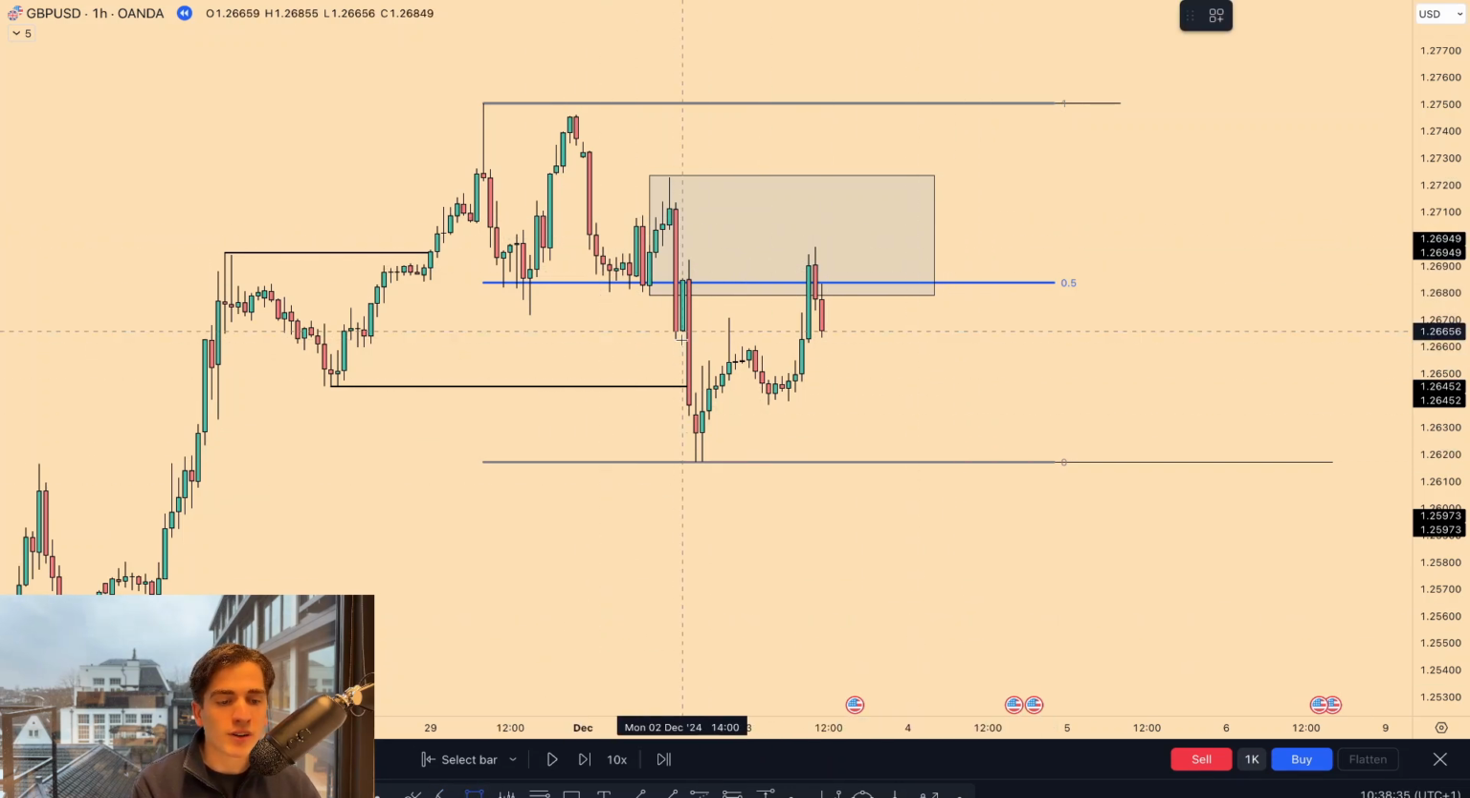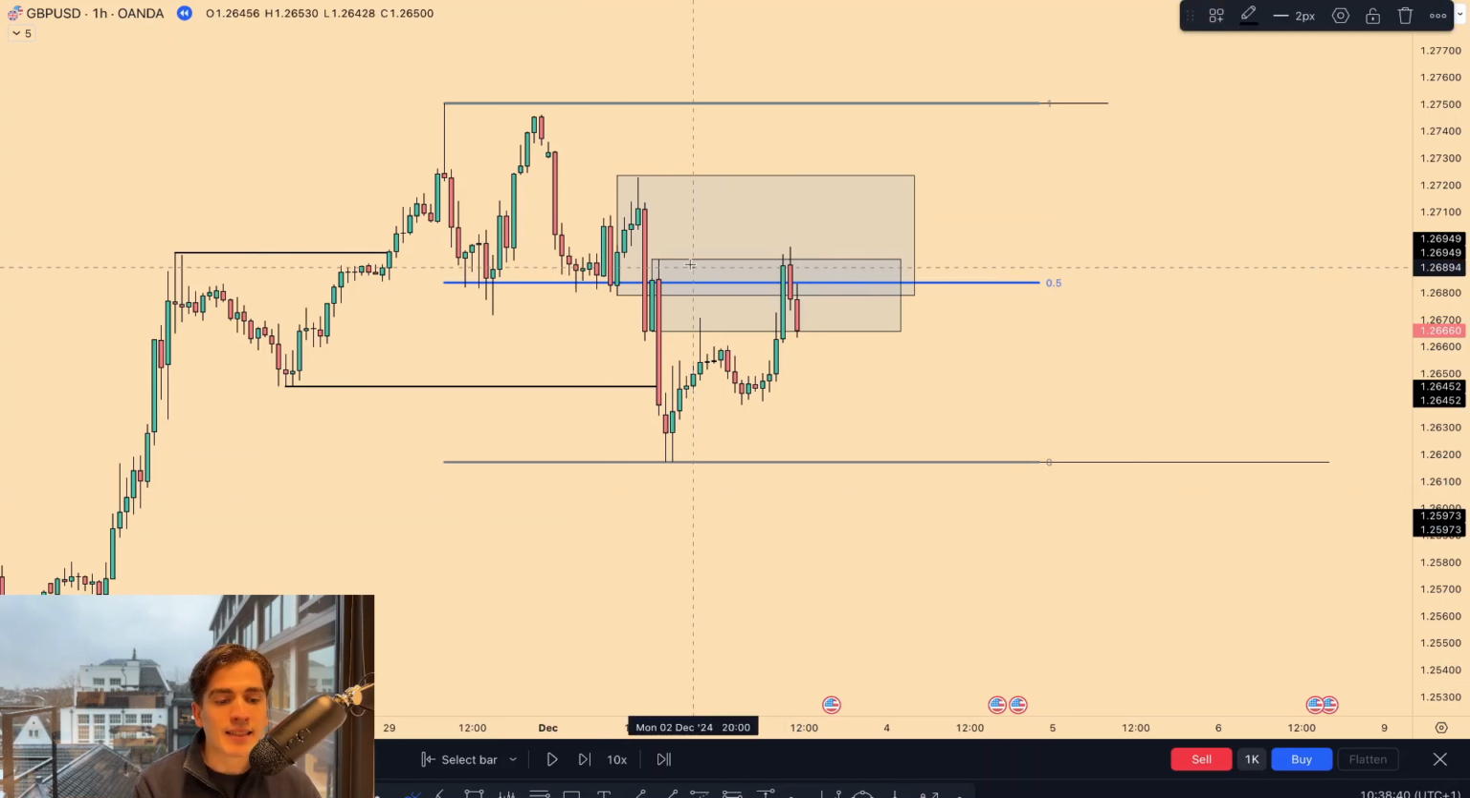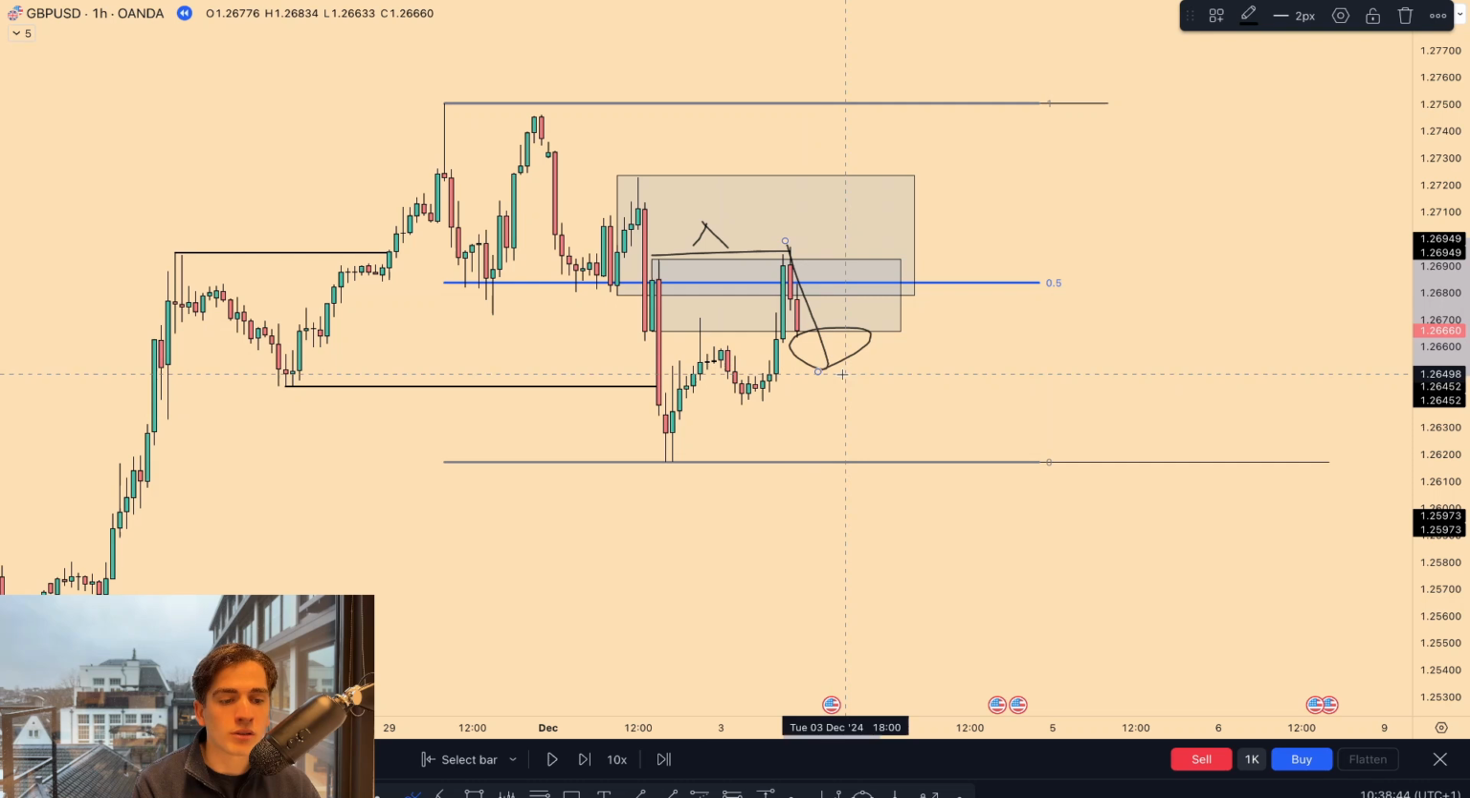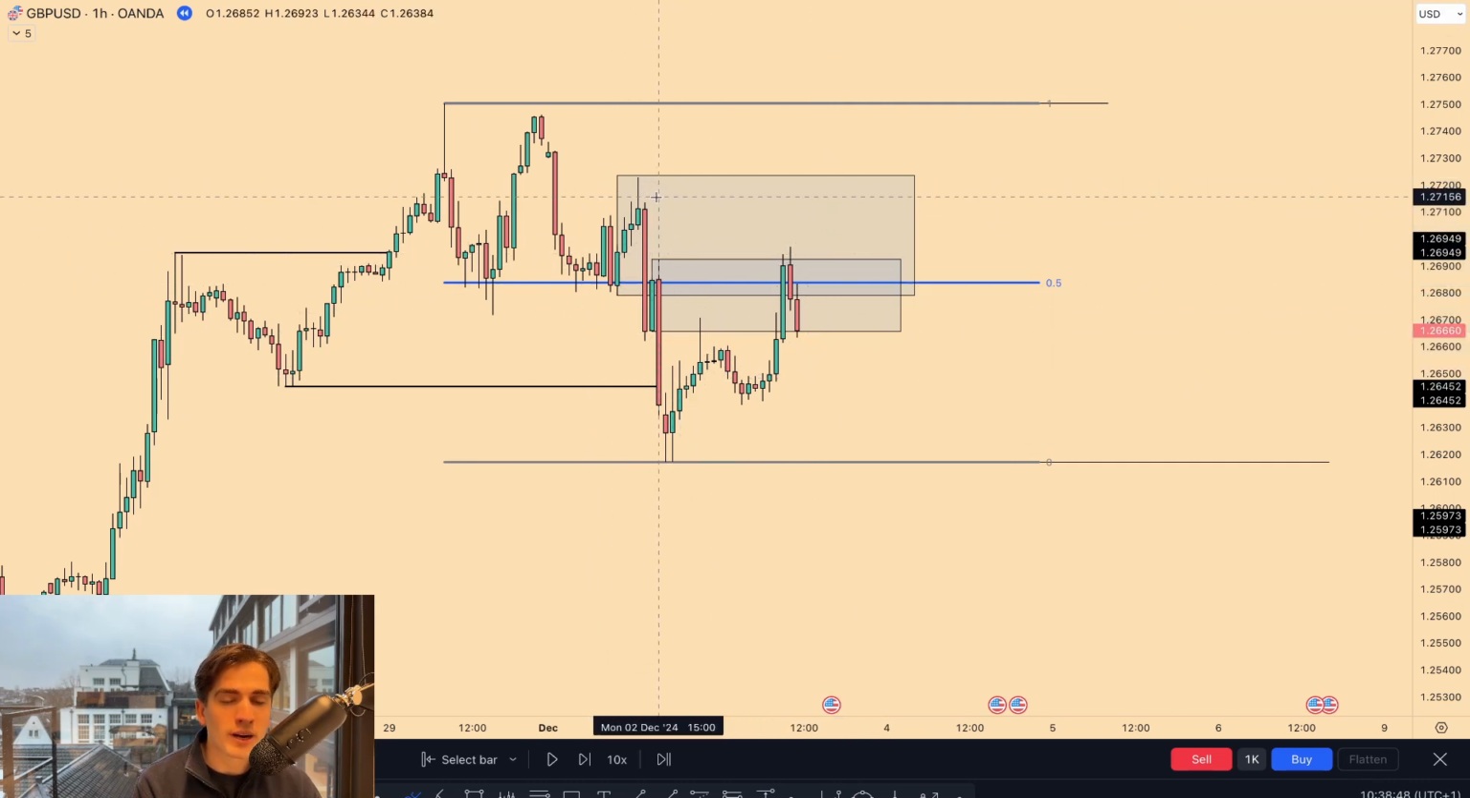Most traders would identify this as their valid area of supply. However, what you need to understand is that this supply zone is just internal liquidity to then fuel the real move towards the downside. This is the initial reaction to your area of supply.